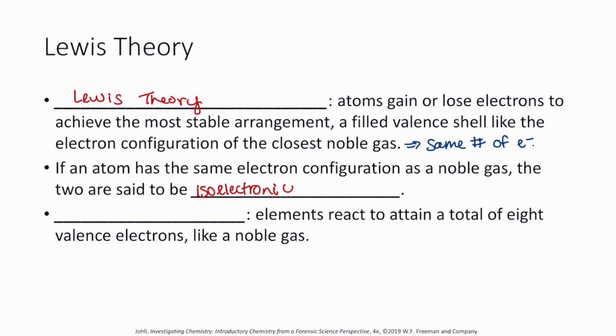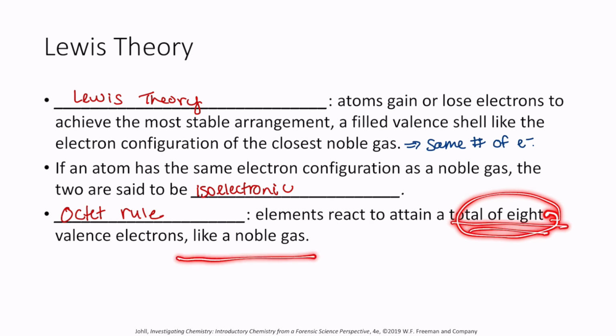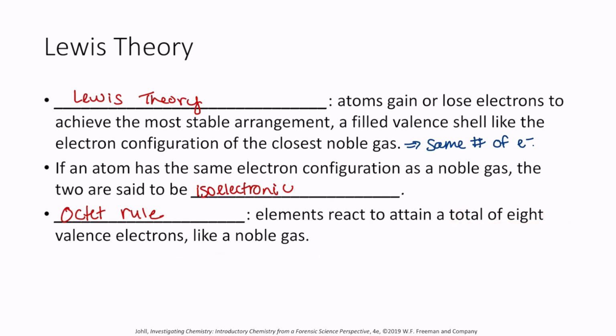In order to achieve this, we either gain or lose electrons like ions, or we can share electrons, such as in a covalent bond. And we use what is called the octet rule to identify when an atom has achieved that stable electron configuration. So the octet rule simply states that atoms want a total of 8 electrons around them. And that is so that they can look like the noble gases.